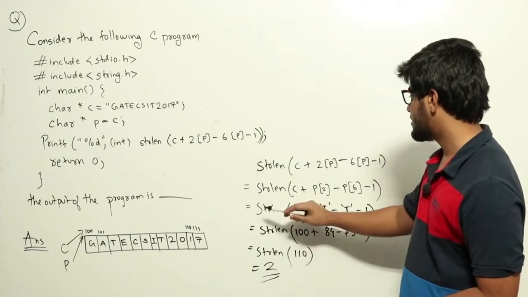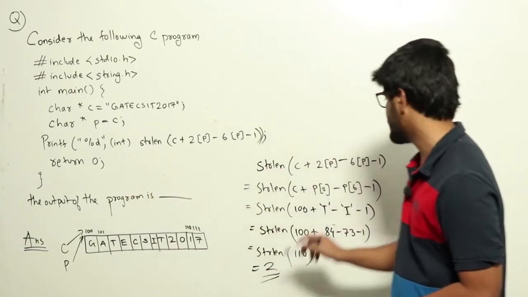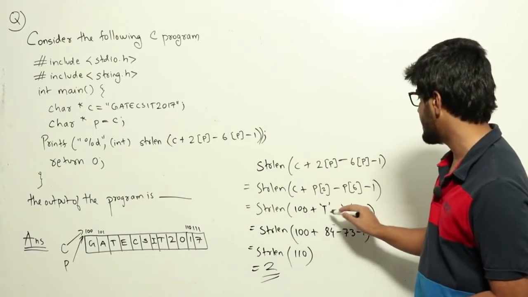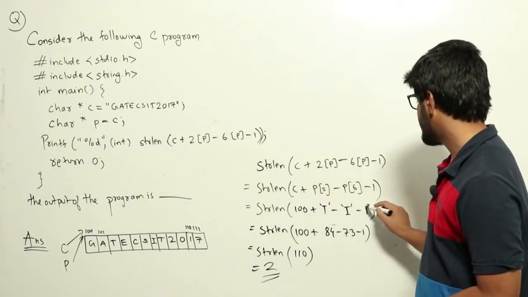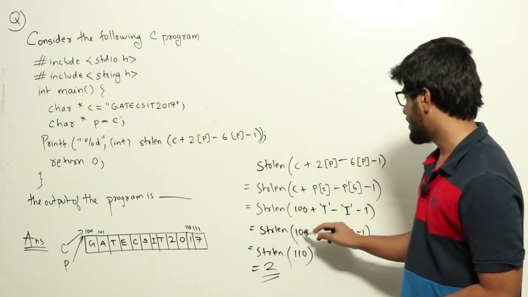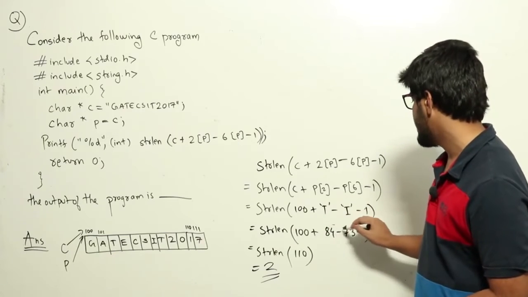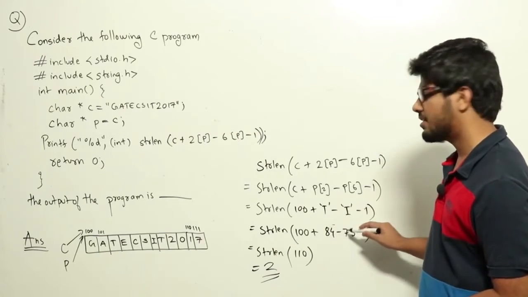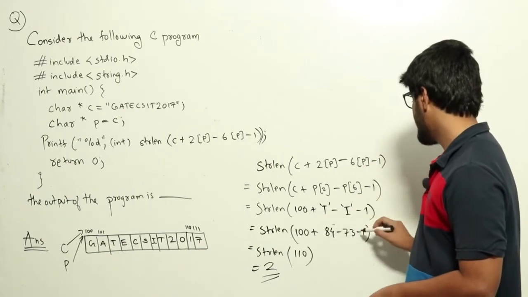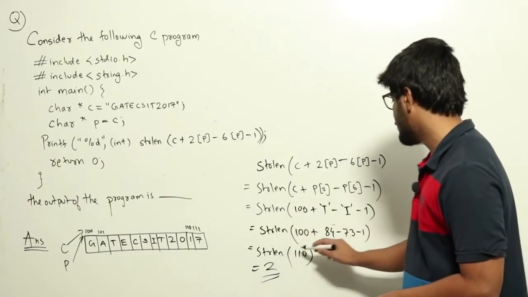So we can rewrite this as strlen of C, which has the address 100 stored in it, so 100 plus character T minus character I minus integer 1. That is equal to strlen of 100 plus 84, where 84 is the ASCII code of character T, minus 73, where 73 is the ASCII code of character I, minus 1. That we can evaluate to strlen of 110.